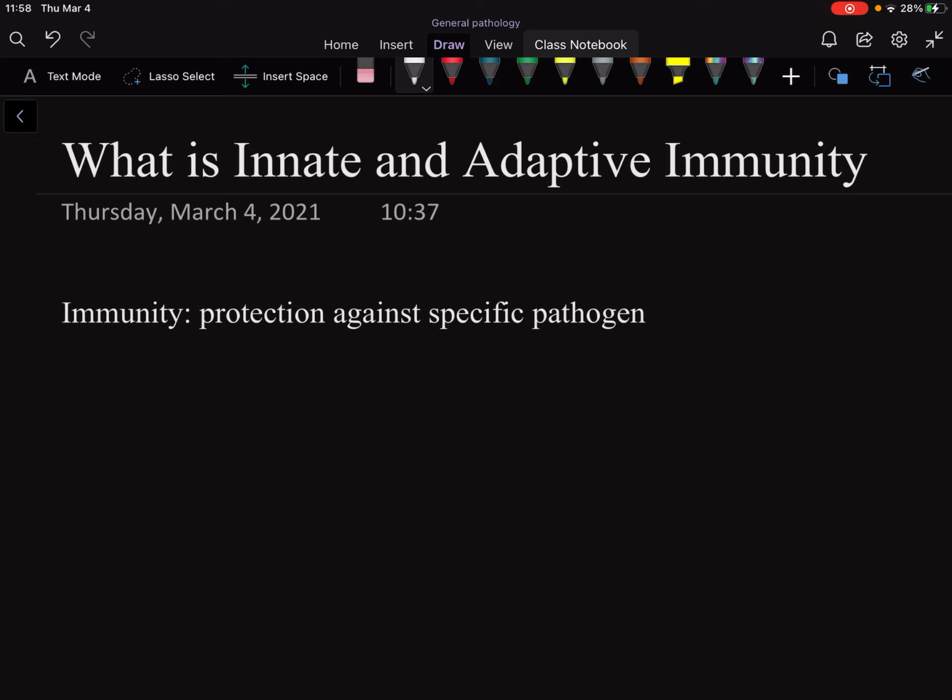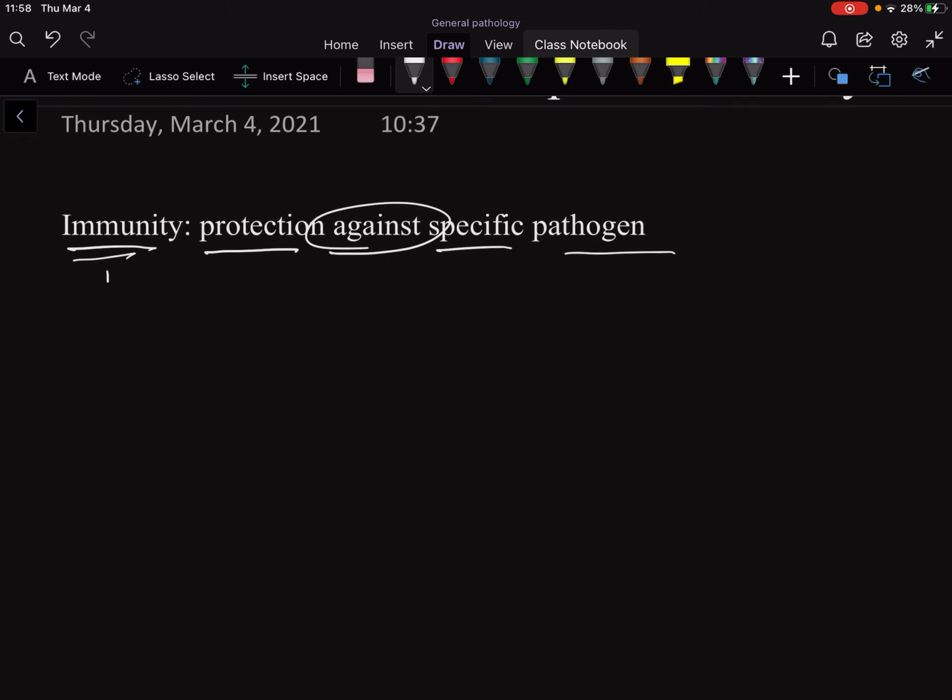So today we are going to talk about what is innate and adaptive immunity. First we have to know the concept of immunity. Immunity is nothing but protection against specific pathogen. It is called as immunity, and this immunity can be of two types. One is innate and one is adaptive.